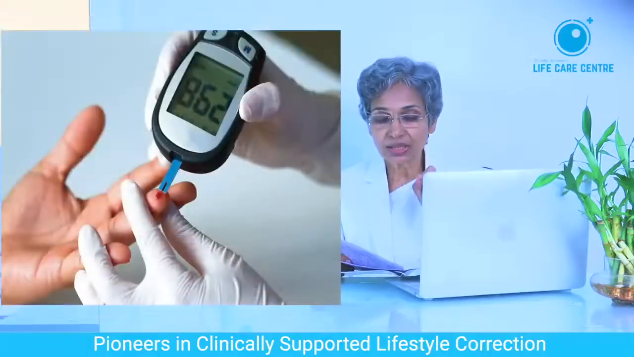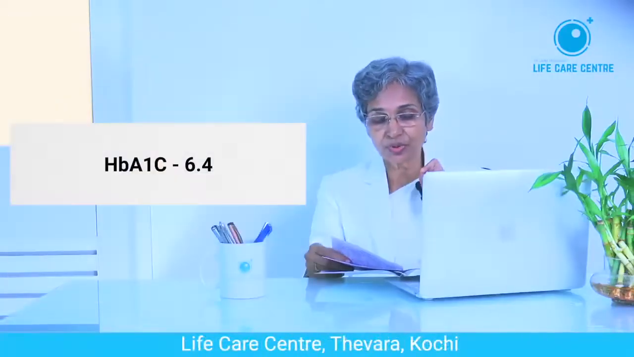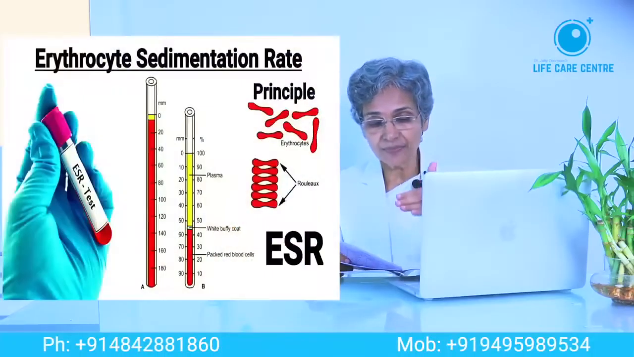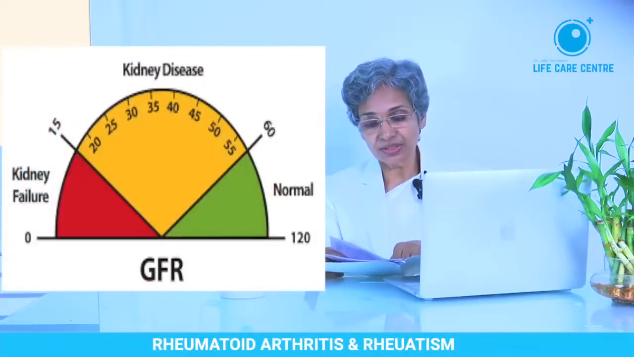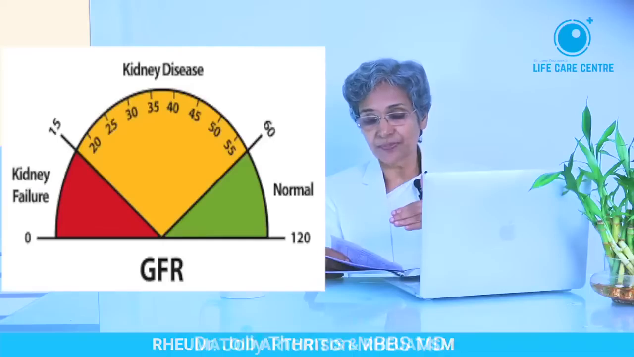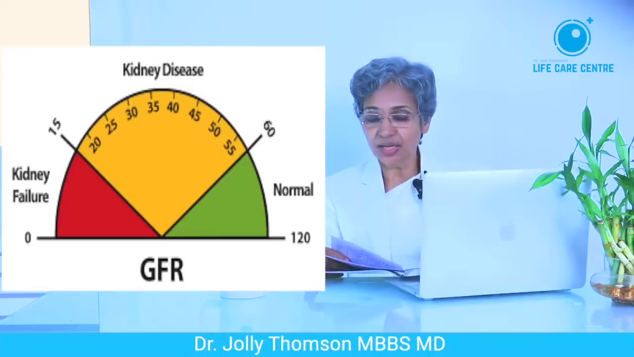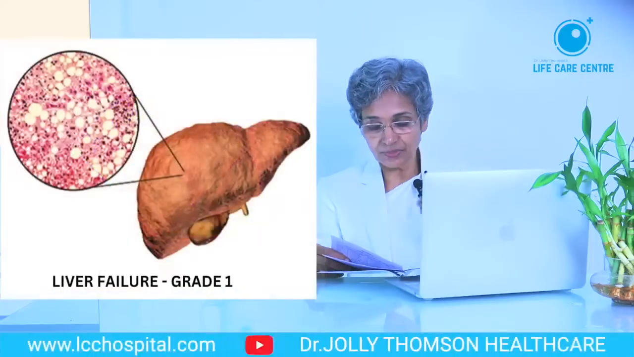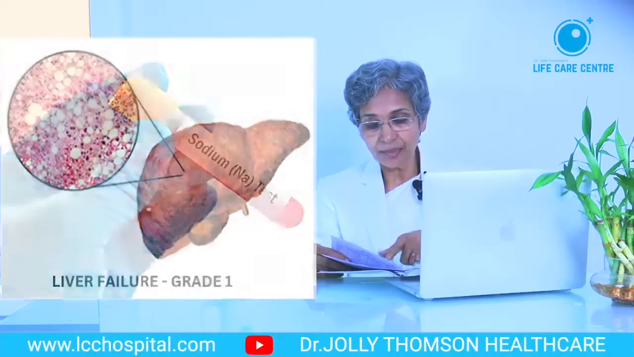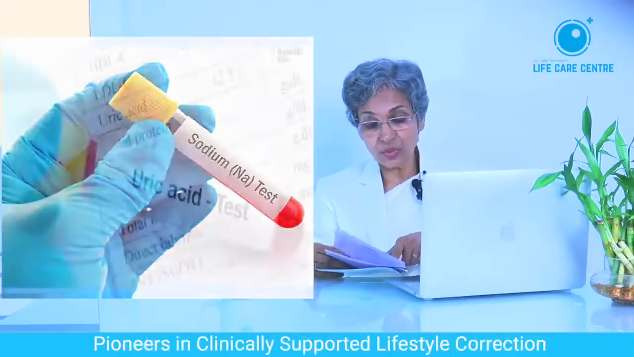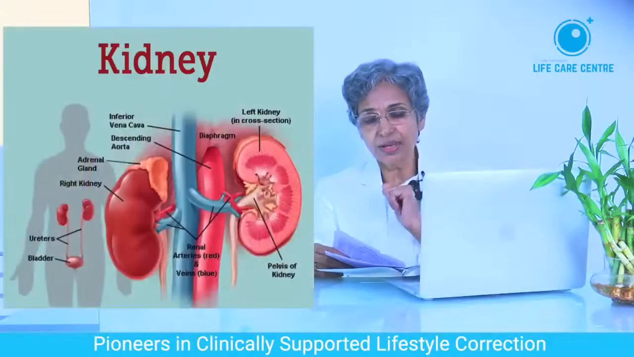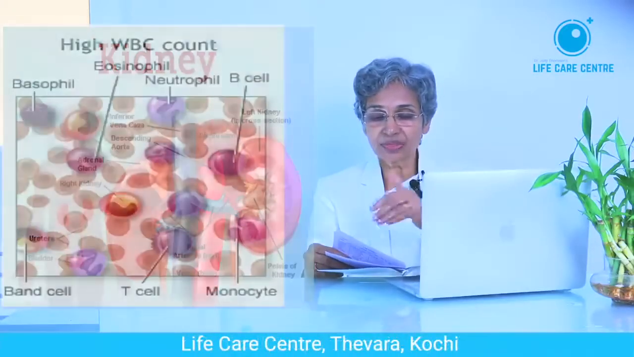On the investigation side, she's diabetic also. Her HbA1c is 6.4. Even with all these medicines, her ESR is high, and her kidney is already affected. GFR is reduced to 73. Ideally, it should be above 90. Now, grade 1 renal failure is there. Even the sodium level is going down and uric acid is high. These are all renal function measures, so her renal function is affected.